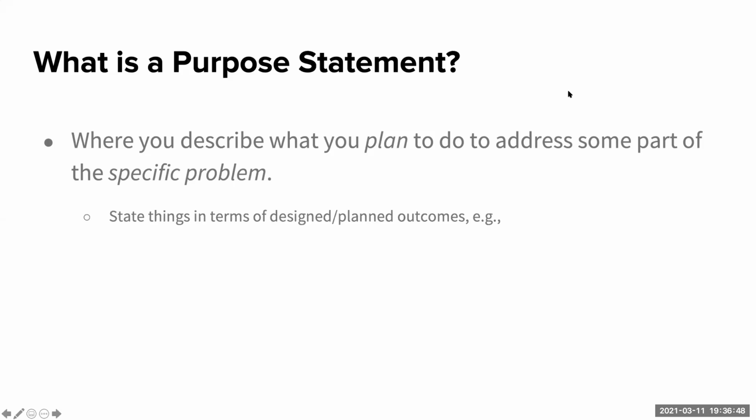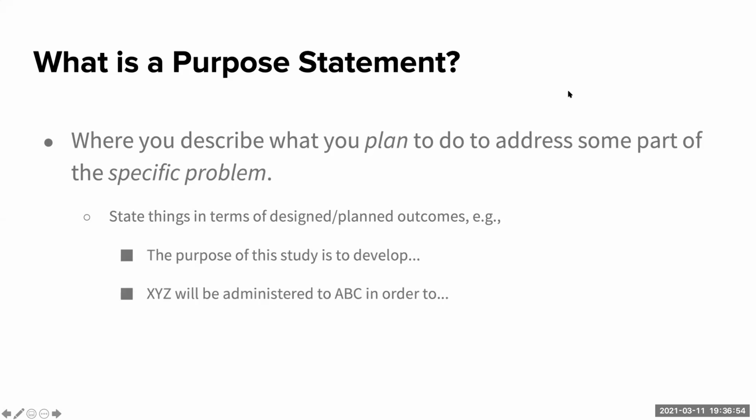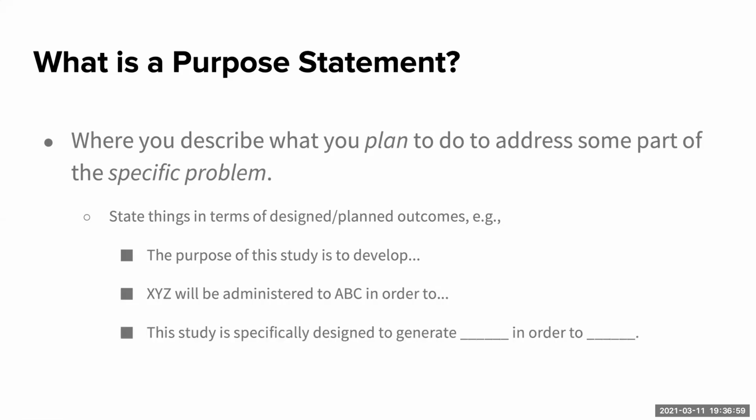In this section, you'll want to state things in terms of the designed or planned outcomes, like the purpose of the study is to develop, or XYZ will be administered to the ABC in order to, and things like this. The study is specifically designed to generate these results in order to do this thing.